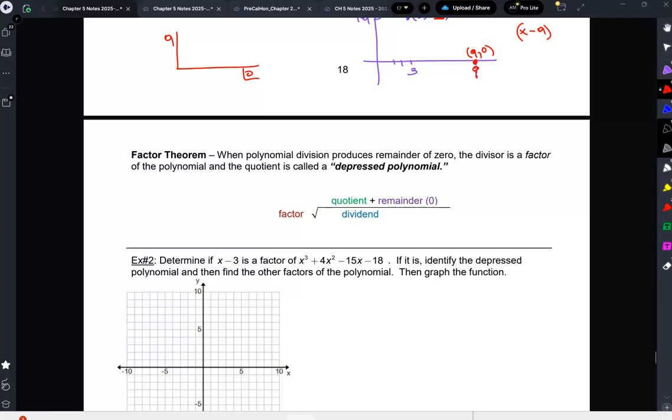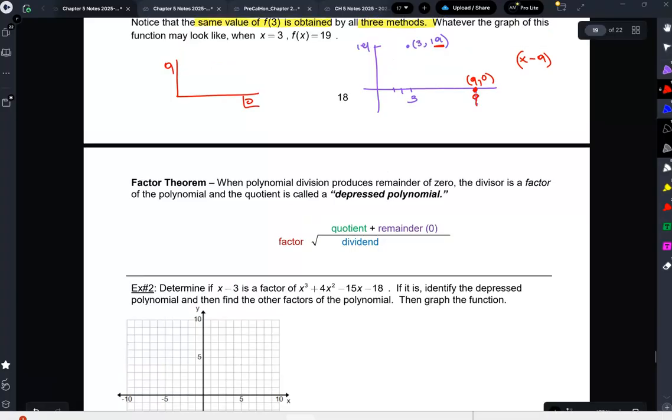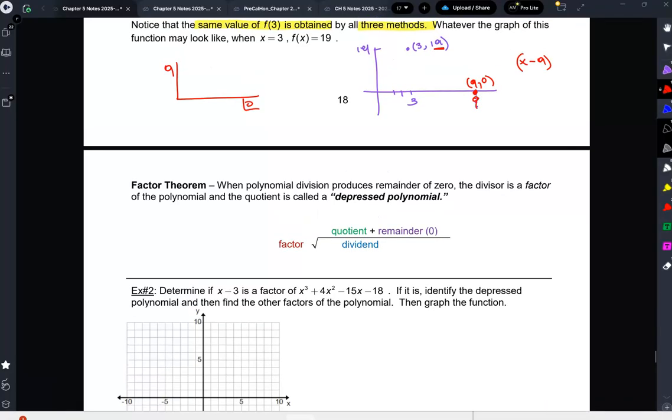So let's talk about the factor theorem for a minute. Okay. If I divide something and get 0 remainder, like if I divide 24 by 3 and I get 0, what does that mean about 3 and 24?